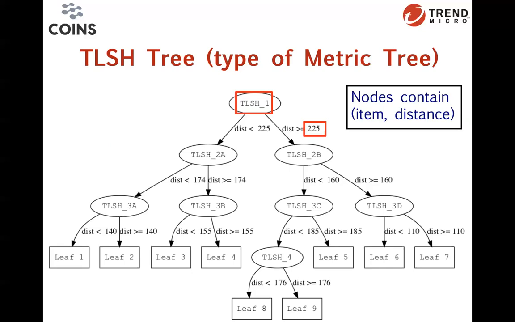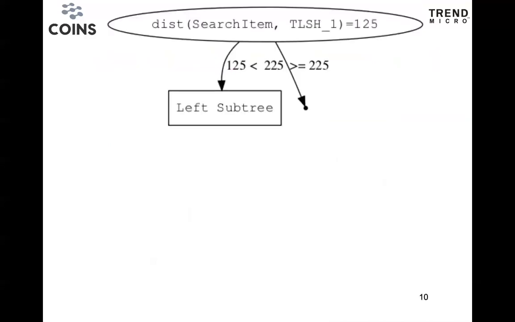Let's use this tree to do a nearest neighbor search. So we have a search item and we're comparing it with the root node, TLSH number 1. We find that the distance between them in this example is 125. Since 125 is less than our threshold at that node, we go left and we'll continue looking in the left subtree.